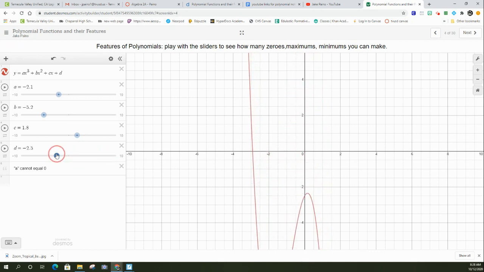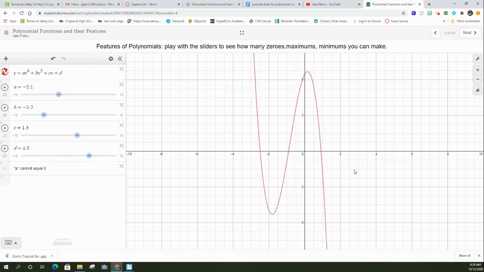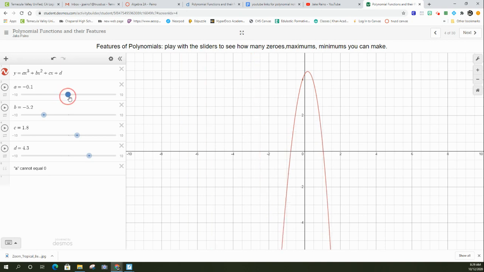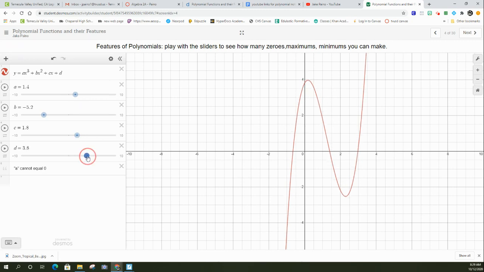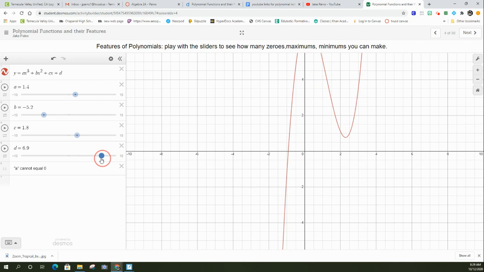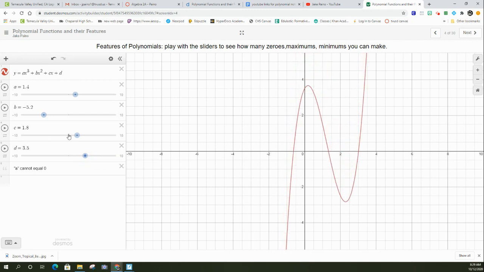But there's no way for me to get 0 x-intercepts because the range is all real numbers. The left side's going up forever, the right side's going down forever. And if I flip a, make a positive, now the left side's going down forever and the right side's going up forever. It's always going to go through the x-axis at least once. Twice could happen and 3 times could happen, but never more than that.